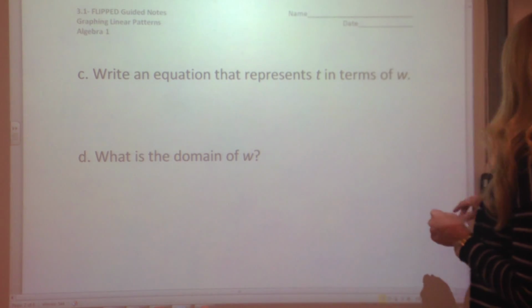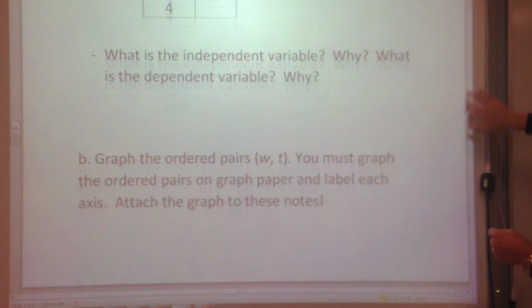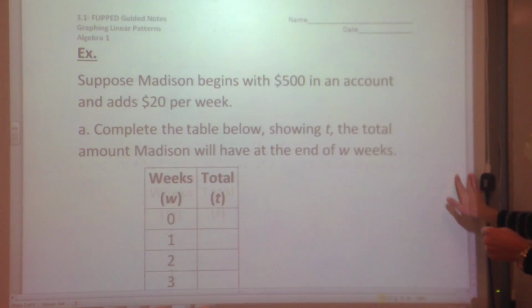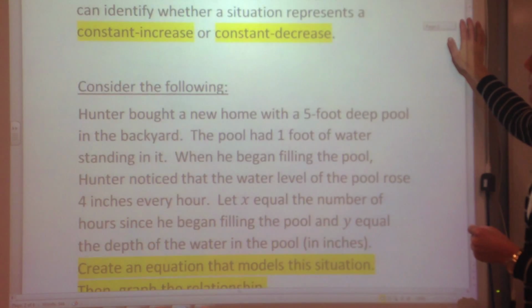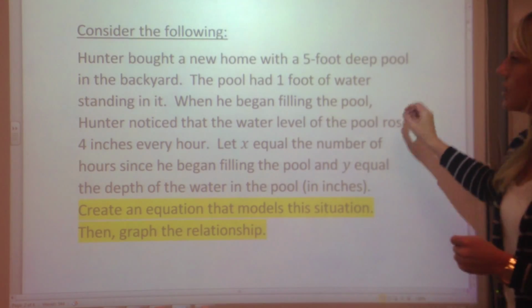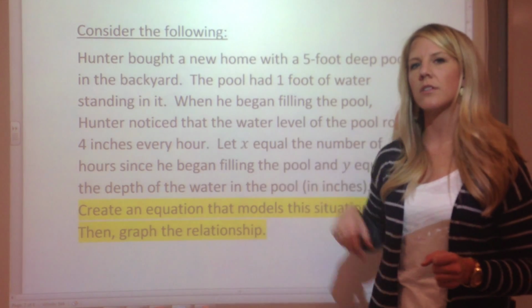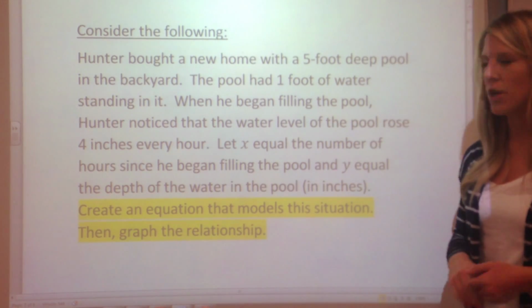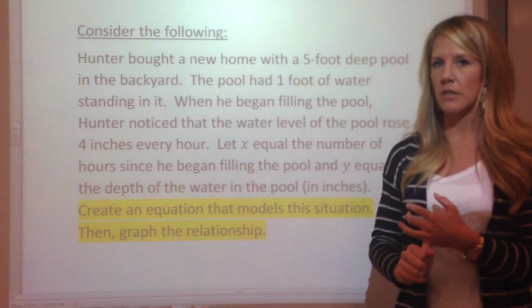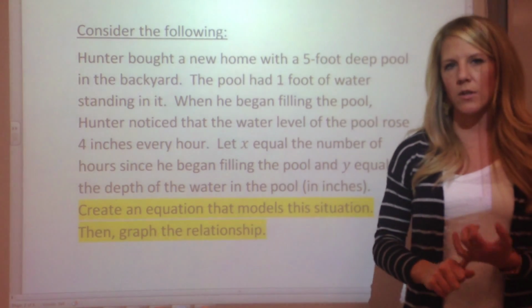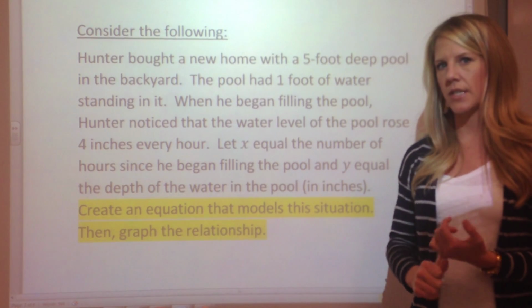So that's what you're going to finish up, and you're going to do one more thing for me. At the beginning of the notes, back on page 1, we had a situation that you read, and I want you to go back, read it again, and off to the side here, tell me, does this represent a constant increase or a constant decrease situation? So just write that down off to the side, what you think the best answer is, and then be able to explain why you said it was a constant increase or a constant decrease.